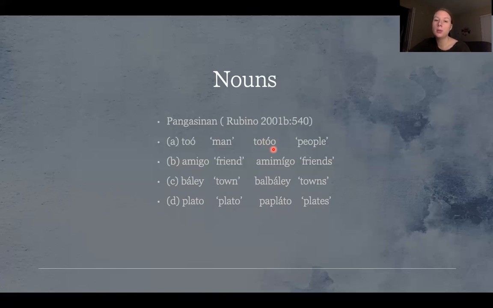Also, you will see reduplication in other parts of speech. Unfortunately, in the time I had, I did not get to doing research on the adjectives and verbs, but I look forward to doing more research and answering any of your questions.